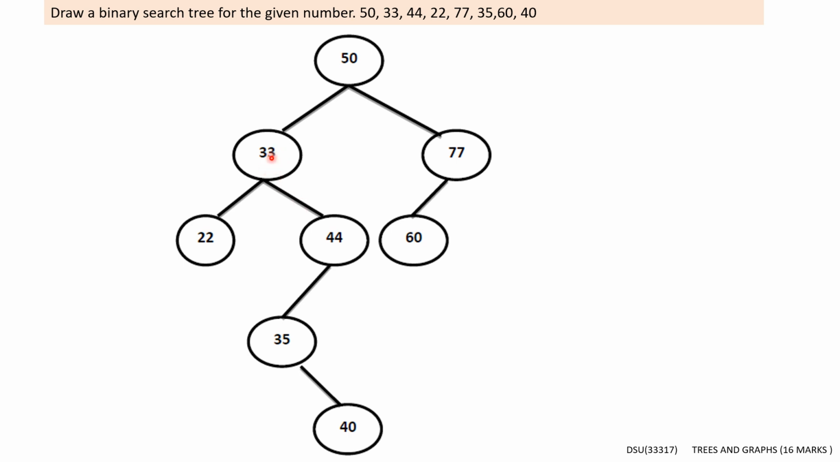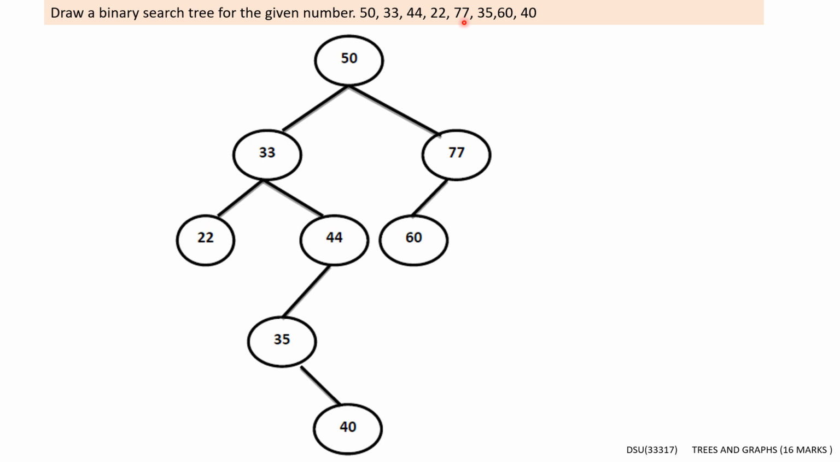That's why this root node, that's why it is on the right side. Then the next value is 22. 22 is less than 50, but also less than 33. That's why it is on the left side of this subtree.